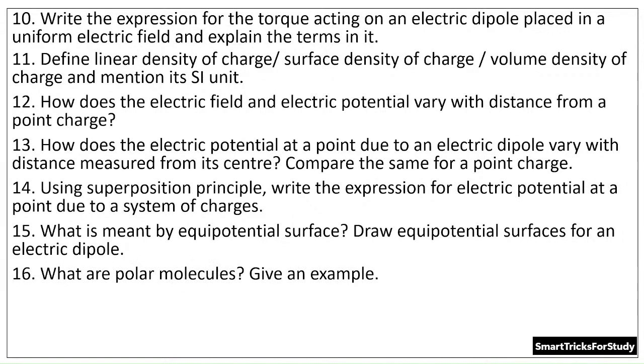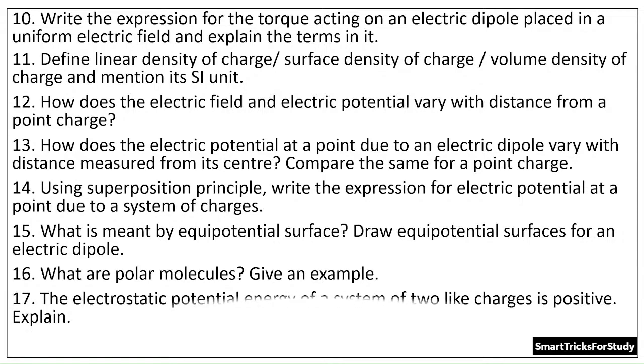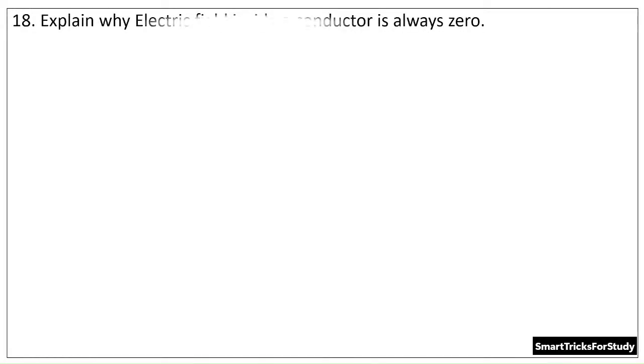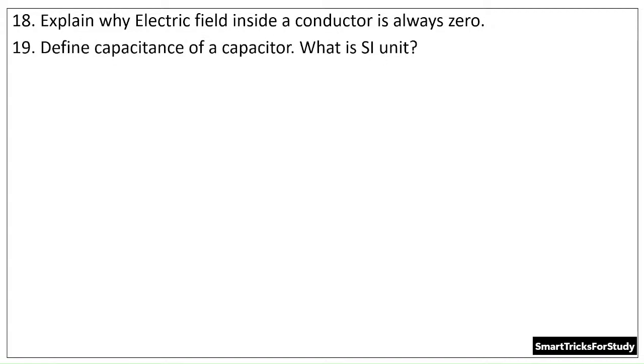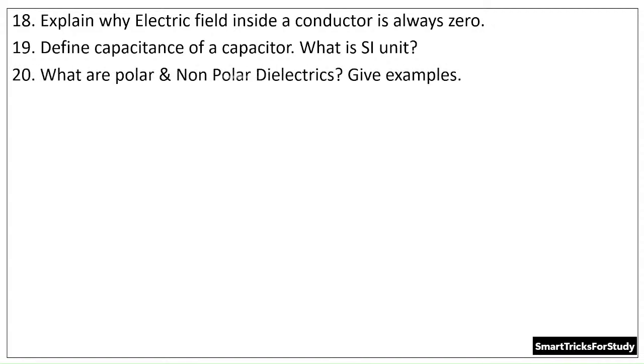16. What are polar molecules? Give an example. 17. The electrostatic potential energy of a system of 2 like charges is positive. Explain. 18. Explain why electric field inside a conductor is always 0. 19. Define capacitance of a capacitor. What is SI unit? 20. What are polar and nonpolar dielectrics? Give examples. 21. State and explain Ohm's law.